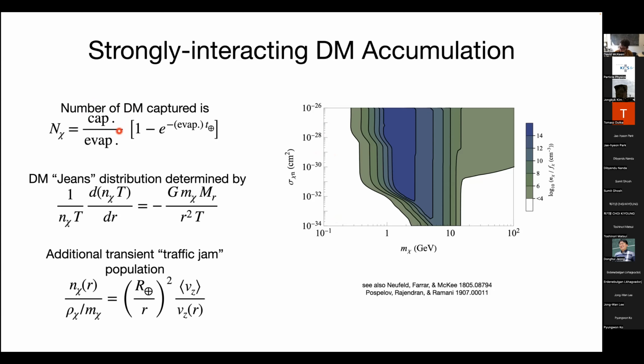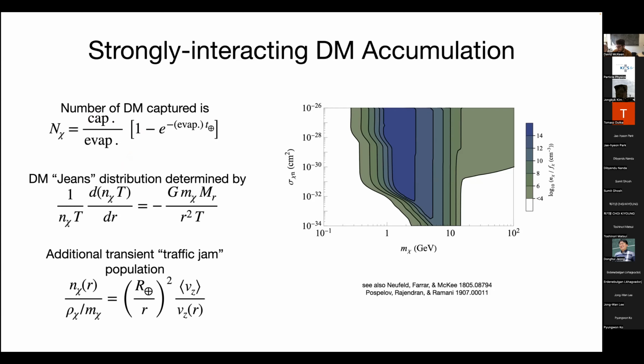One also has to confront the evaporation rate, because this dark matter thermalizes for a large part of the parameter space that we're thinking about. There's a high energy tail, and that high energy tail is sufficiently energetic for that dark matter to leave the Earth and become unbound. So one has to confront that as well.